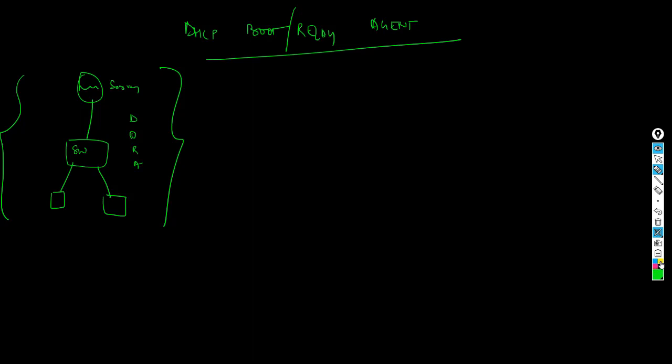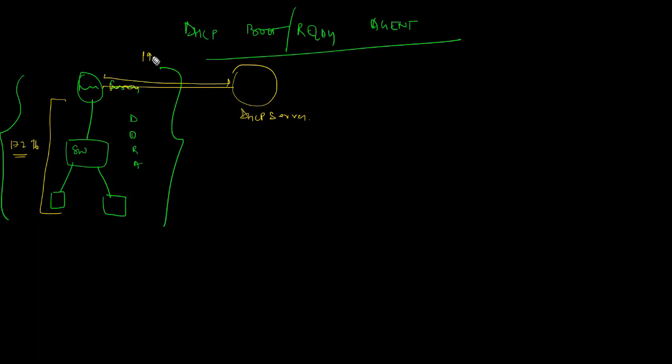Now let's say that this DHCP server is not here. Instead, you have a DHCP server over here, on a different network. So these networks are on the 172 series and this is on the 192.168 series.